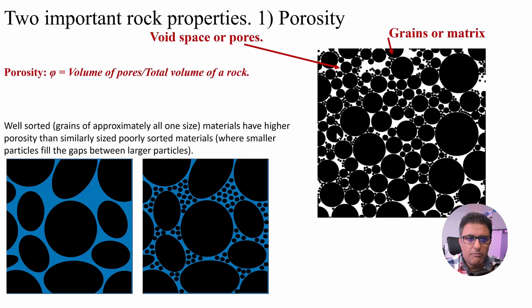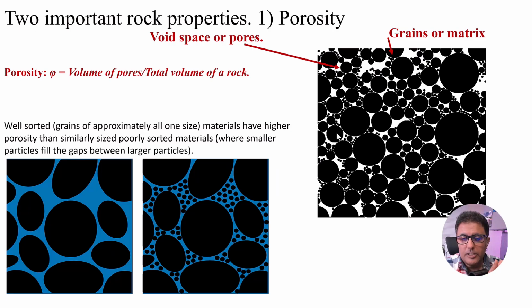So when we talk about oil petrology, there are several important concepts that we have to learn. One of them is porosity, and porosity is the measure of the volume of pores over the total volume of the rock. For example, when we say the porosity is 10%, it means that 10% of the rock is pore and the rest is matrix.